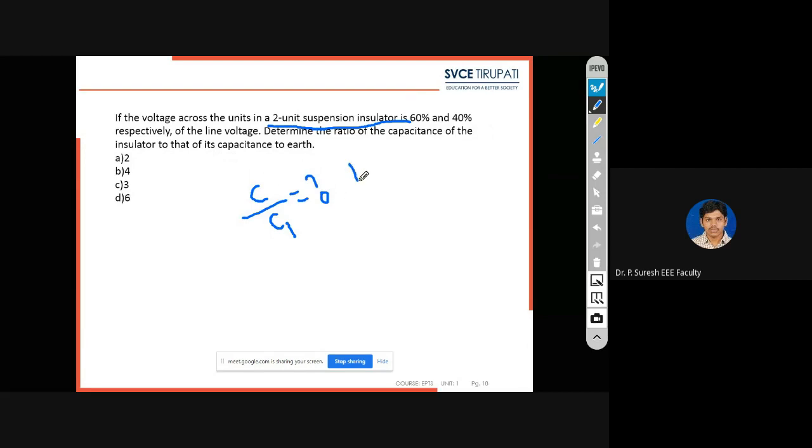Can anyone tell me what the K formula is? K equals shunt capacitance, that is earth capacitance, to insulator capacitance. So we know the K value. They have given 60% and 40% for the 2-unit suspension insulator. Let us take V1 equal to 0.4 volts. V2 equal to how much?